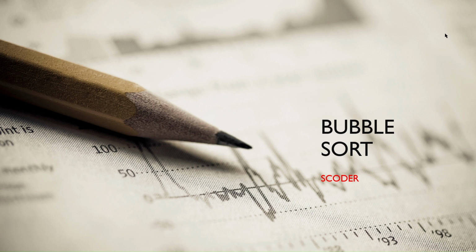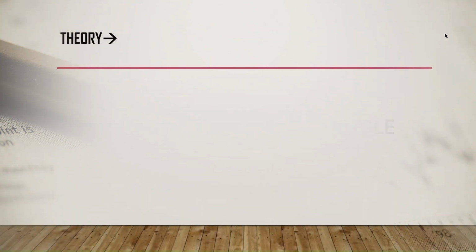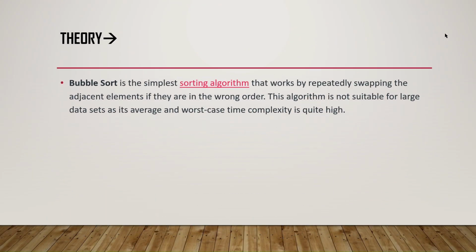Firstly, we will start from the theory of bubble sort. Bubble sort is the simplest sorting algorithm that works by repeatedly swapping the adjacent elements if they are in the wrong order. This algorithm is not suitable for large data sets as the average and worst case time complexity is quite high.